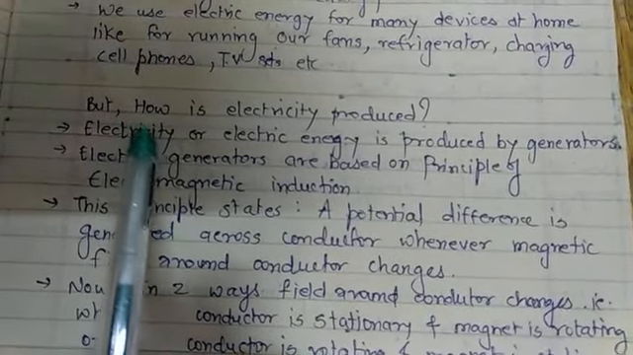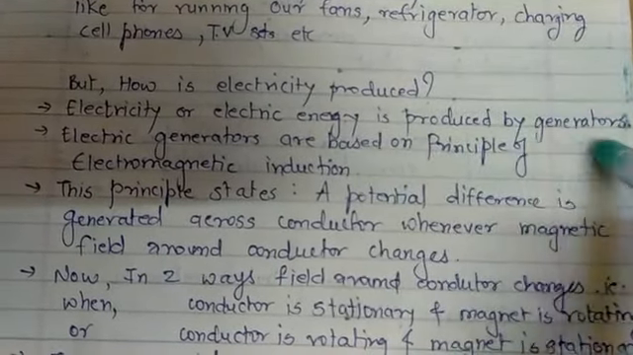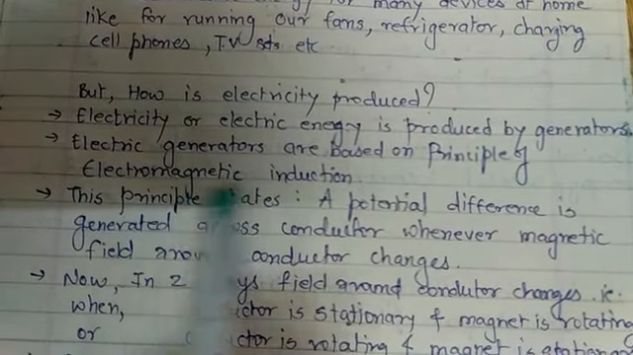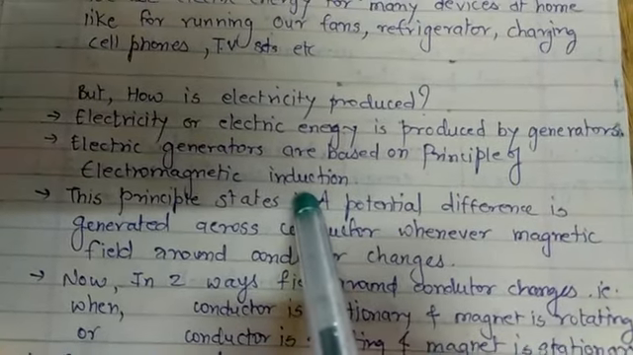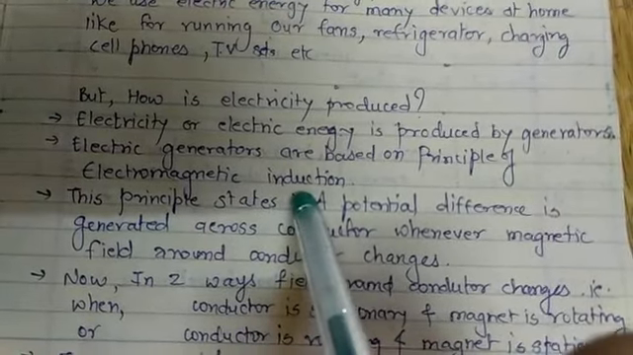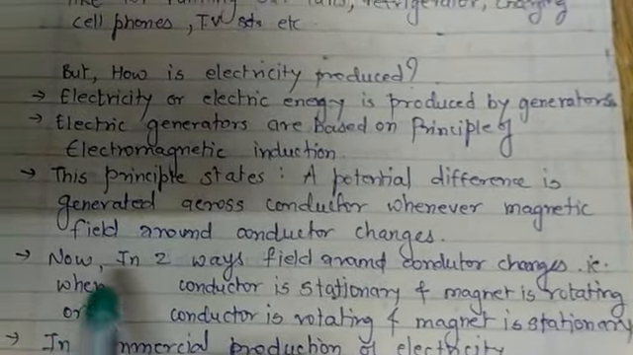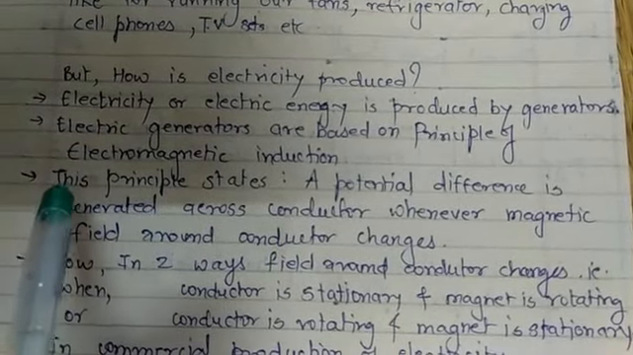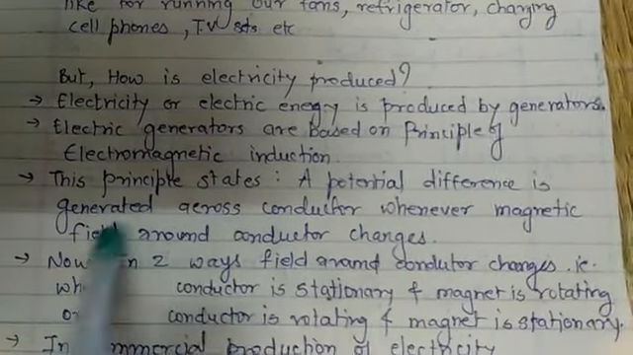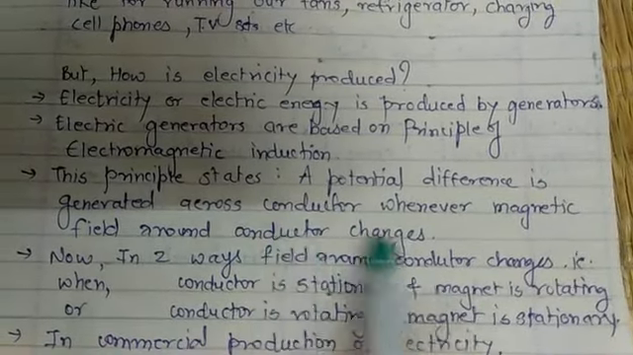Electricity, or electric energy, is produced by electric generators. Electric generators are based on the principle of electromagnetic induction. Now, what is electromagnetic induction? It was a principle given by Michael Faraday, right? We have studied this in our physics. So, what does the principle state? This principle states a potential difference is generated across a conductor whenever the magnetic field around the conductor changes.